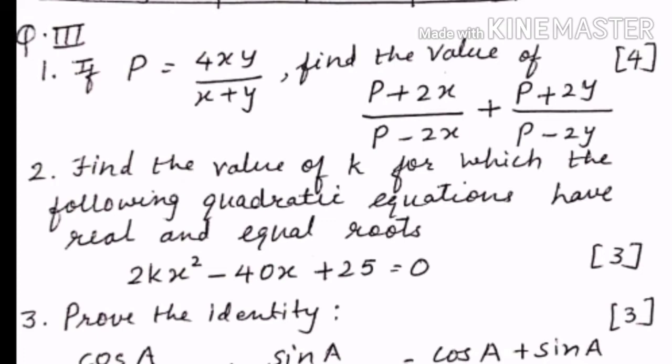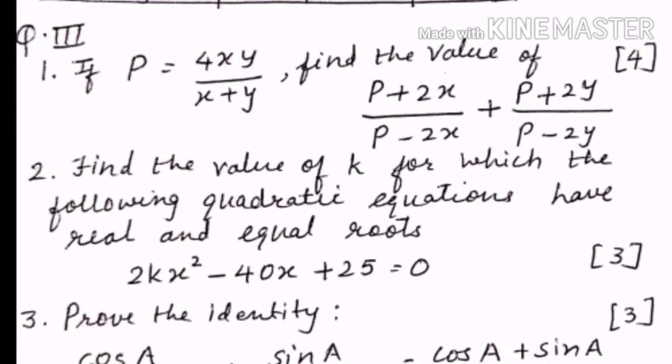You will find the value of k, as your a value is 2k, that is the coefficient of x square. All the students, you all know how to write a, b, c values from the quadratic equations. So for the correct value of k you will get 3 marks over here.